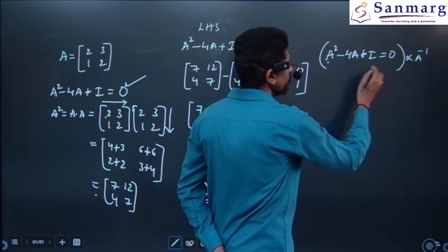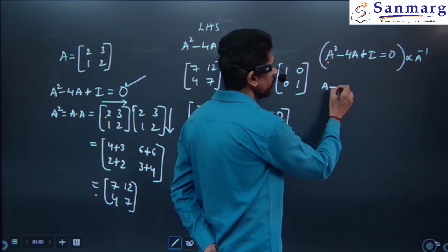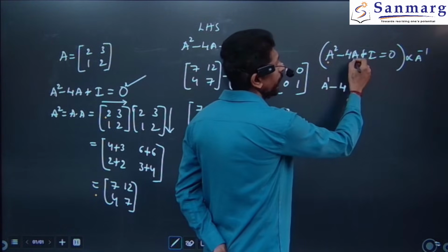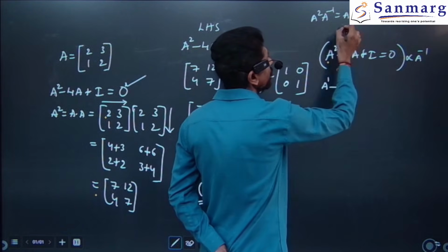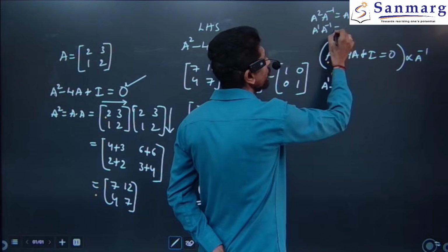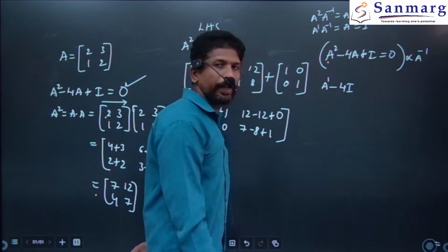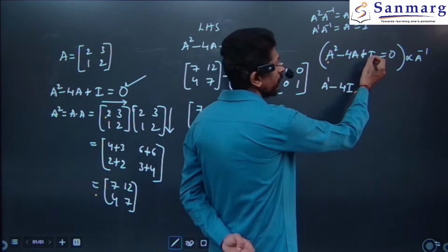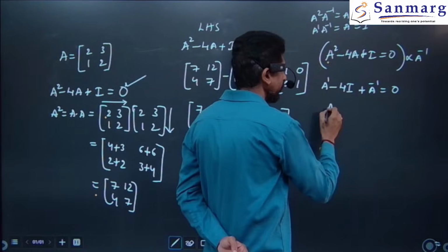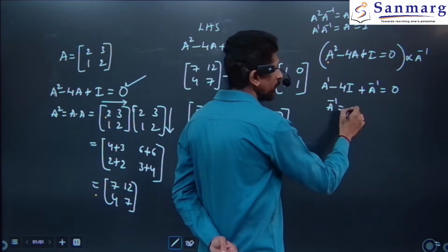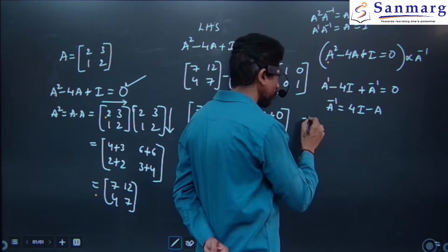A square into A inverse becomes A raised to 2 minus 1, which is A raised to 1. Next, A into A inverse becomes A raised to 1 minus 1, which is A raised to 0, but we have mentioned it as the identity matrix. So A into A inverse becomes the identity matrix, and the identity matrix multiplying A inverse is A inverse itself. Take minus 4I to the RHS side, that becomes plus 4I, and plus A becomes minus A. So now you have to find A inverse.